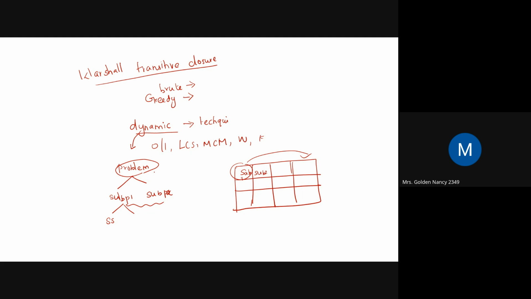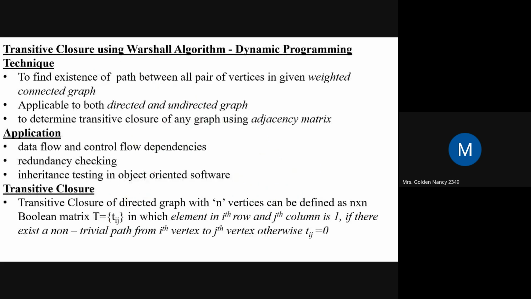Today's class is about Warshall transitive closure, that is, transitive closure using the dynamic programming technique. Why are we going for Warshall transitive closure? It is to find the existence of a path between all pairs of vertices in a given weighted connected graph.